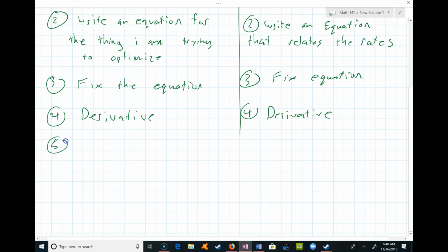Okay. And this is where they part again. So in the optimization question, when I take the derivative, what do I do? Set the derivative equal to 0 and solve, right?